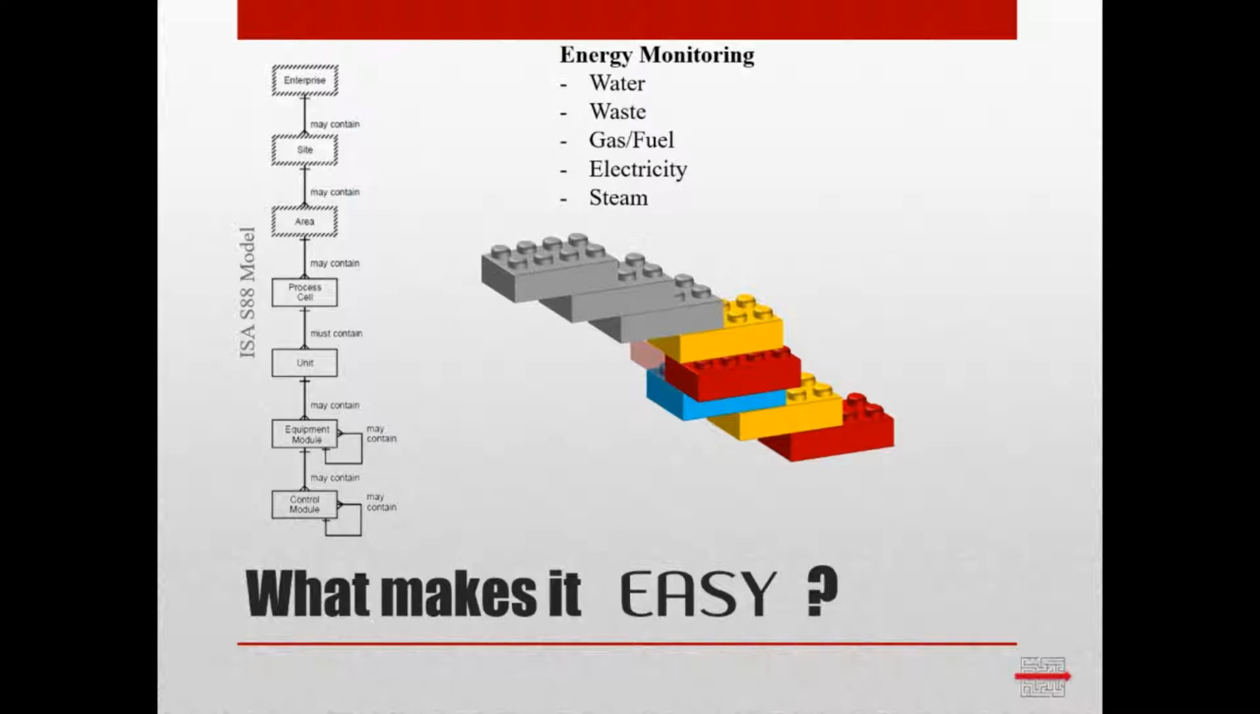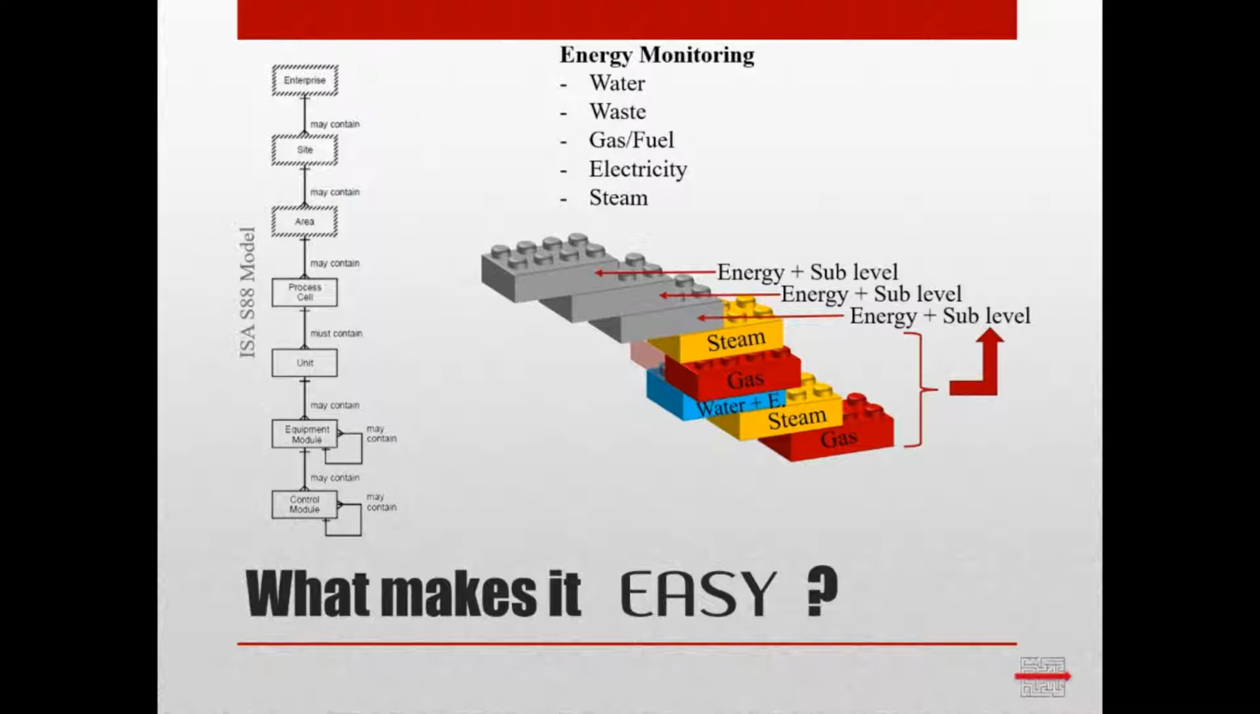PLC-Easy has energy monitoring incorporated, meaning with every software module, an energy value can be associated. That can be gas, steam, fuel, electricity, and water. At equipment module level, all the energy values are added up and passed on to the next level, and at this level added up to the next level, and so on.